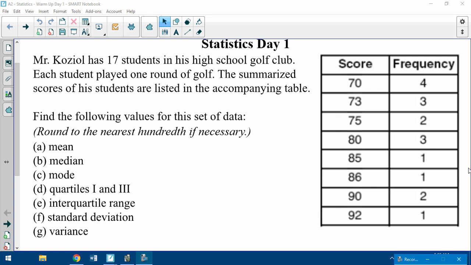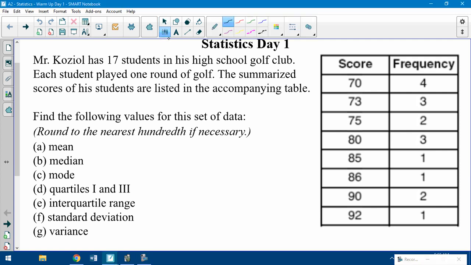Okay, let's give it a shot. It says Mr. Koziel has 17 students in his high school golf club. Each student played one round of golf. The summarized scores of his students are in the table here. Find the following values for this set of data. When you've got a frequency table like this, you have to put the stuff on the left in L1 and the stuff on the right in L2.